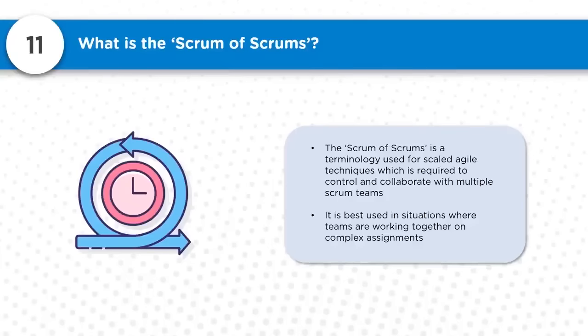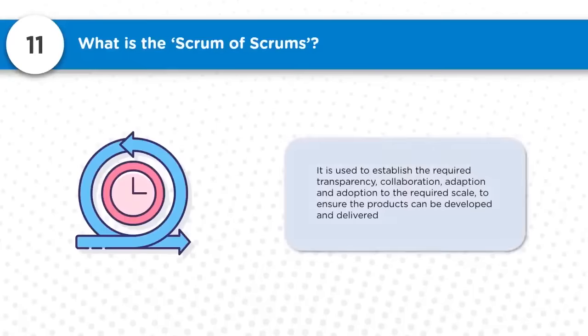It is best used in situations where teams are working together on complex assignments. Just visualize the system: various different deliverables, which are not simple deliverables that we can do with a single Scrum team. Instead, we have various different deliverables that need to be made, and the dynamics are too complex. So for bigger projects, a Scrum of Scrums approach can be taken, scaling the agile methodologies to that level. It is used to establish the required transparency, collaboration and adoption at the required scale to ensure the products can be developed and delivered. Whatever products are delivered need to focus on the business objectives, which is very essential.